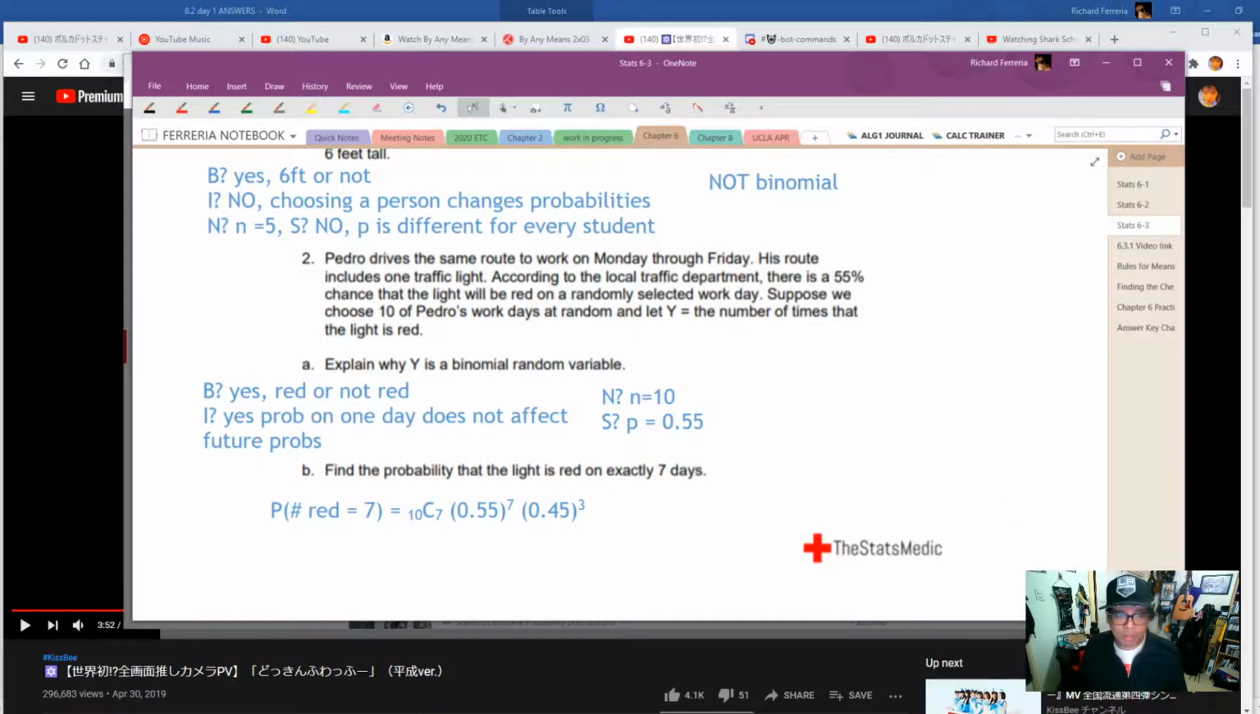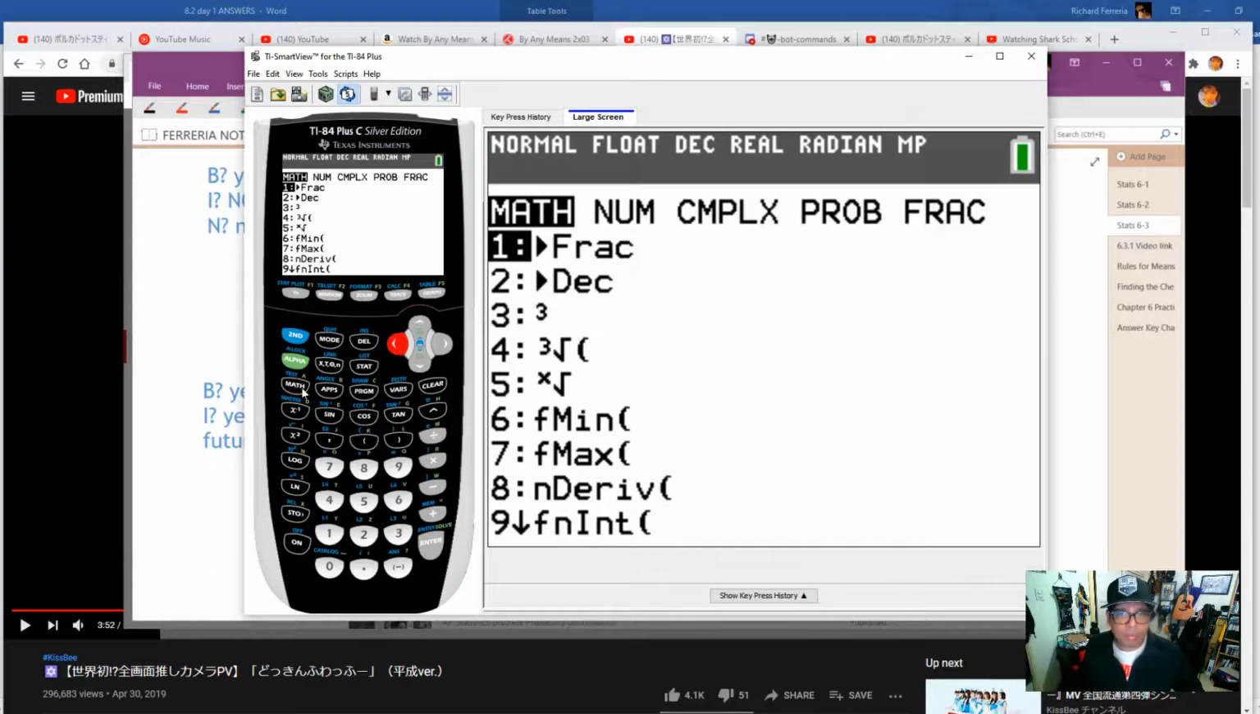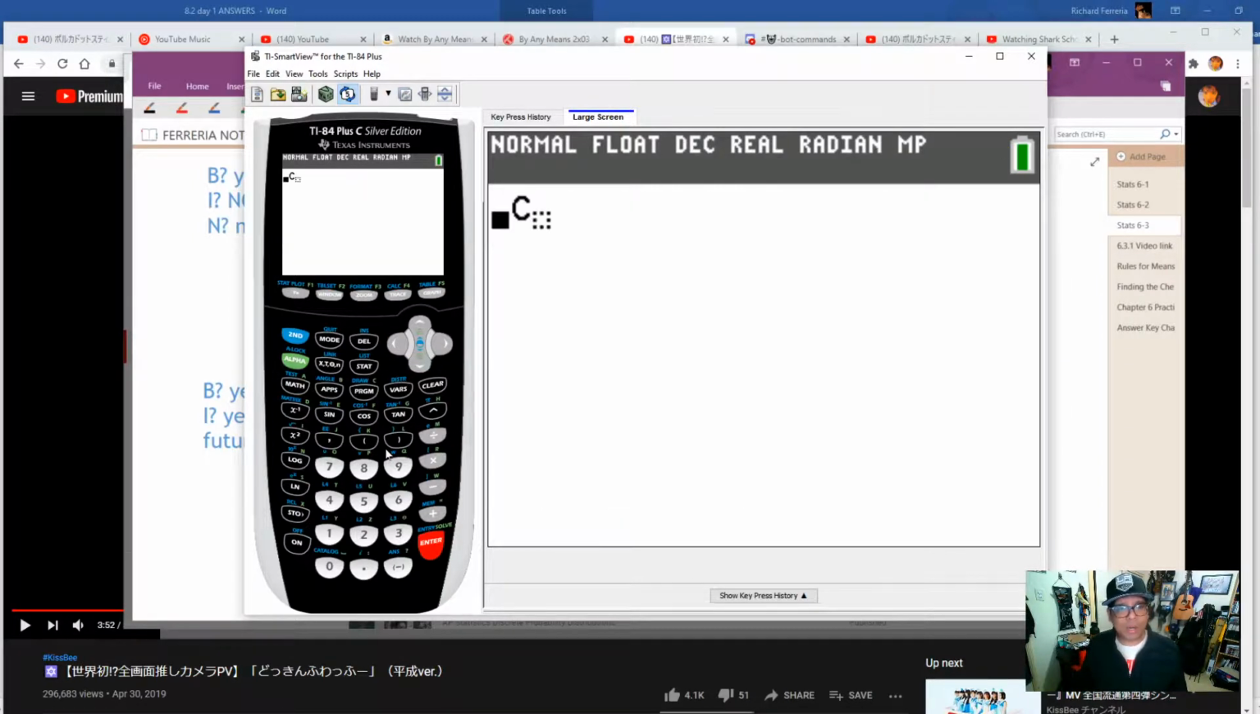Now you grab your calculator. On your calculator, you're going to go to Math, Probability, and look, there's nCr right there for number 3. I know that in most stats classes we say nCk, but nCr is really the same thing. So let's go to nCr, and you'll notice that there are 2 blanks that we need to fill in. Naturally, we're going to fill them in with 10 and 7. Scroll to the right here, and we're going to put 0.55 to the 7th power, multiplied by 0.45 to the 3rd power.